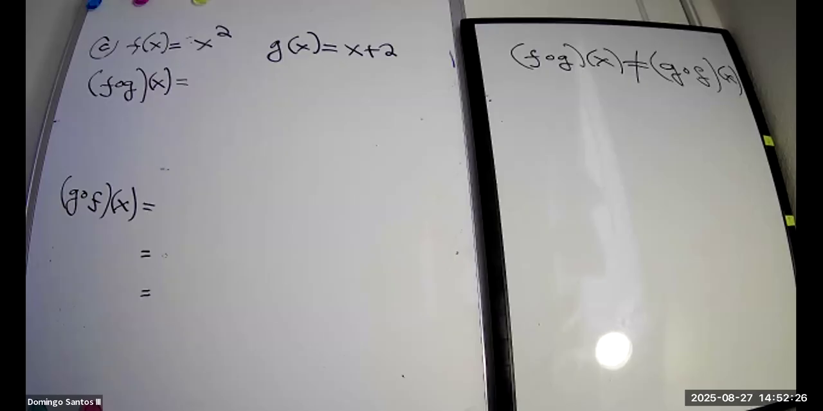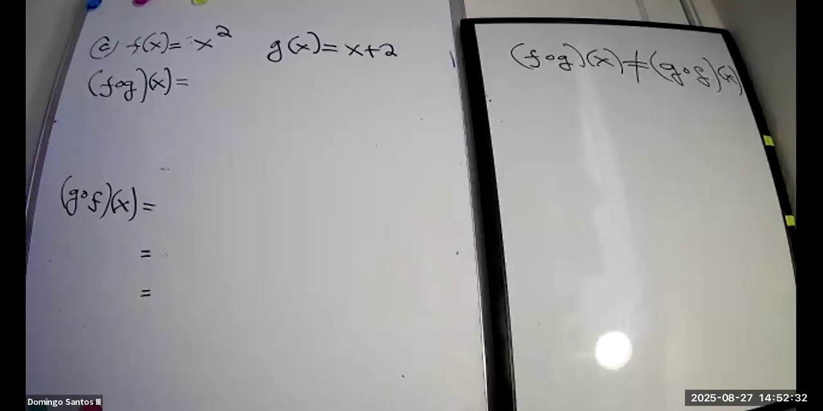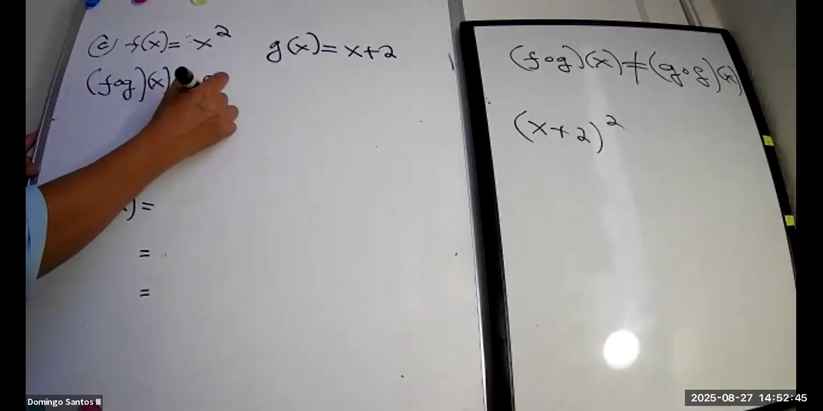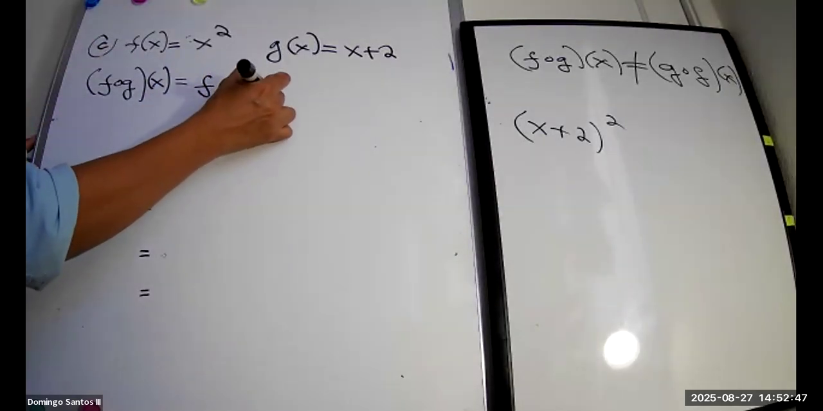Did you get anything, Leonardo? Yes. Okay. What did you get for f circle g? I'm not sure if it's correct. I got x plus 2 in a parenthesis, and then the 2. Right. Very good. Because by definition, this is f of g of x.